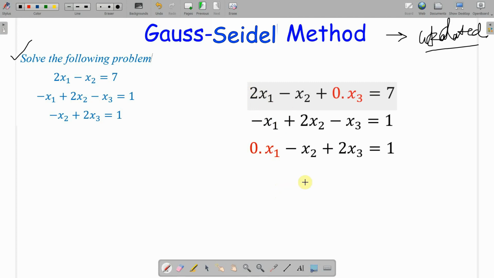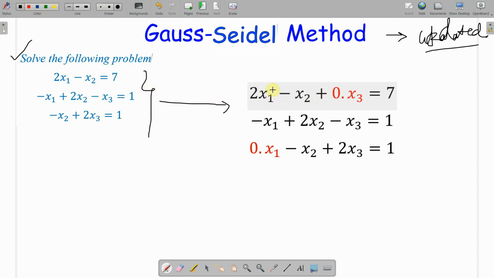Okay, so to solve this problem, you can see it's 2x1 minus x2 equals 7, then minus x1 plus 2x2 minus x3 equals 1, then minus x2 plus 2x3 equals 1. So it can be written as 2x1. I'm writing this way.